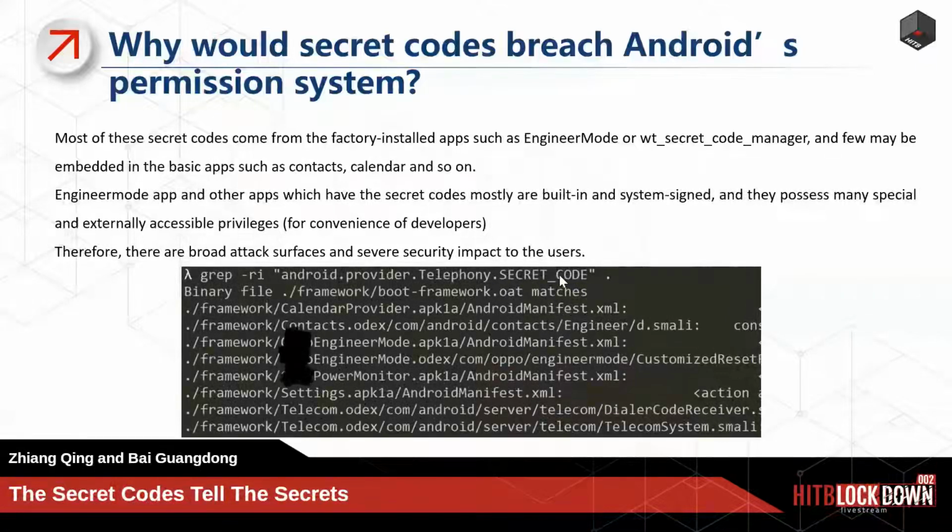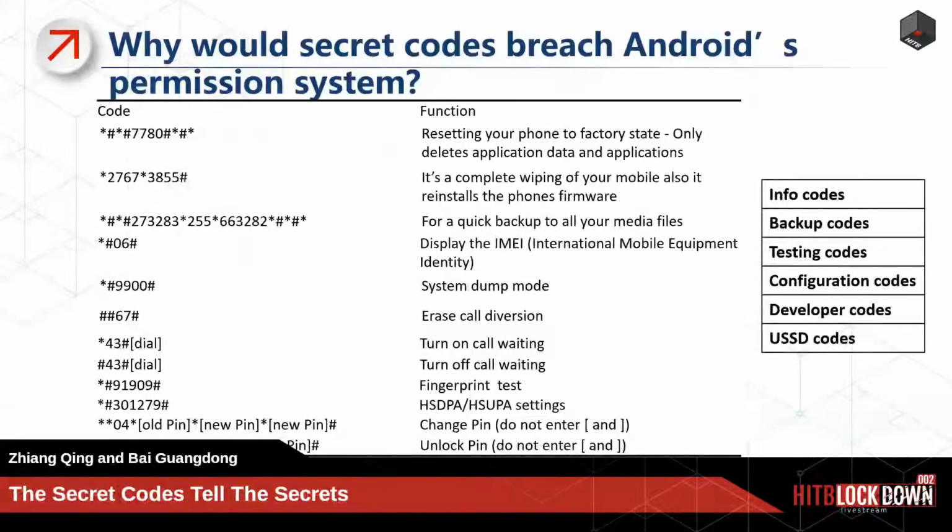If you grab this in the devices, you can find that all the applications with this action, basically all the applications which handle the secret codes, are actually in a framework directory, which means those applications have a system or signature level of privilege. Okay, so we categorize those secret codes into 6 categories.